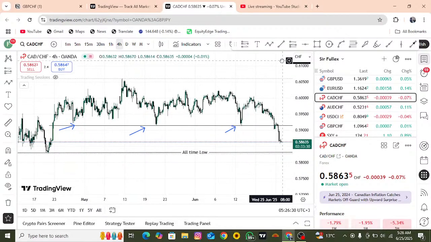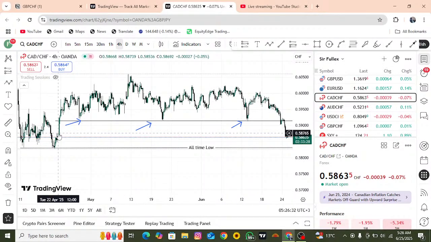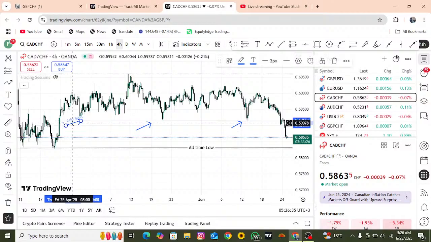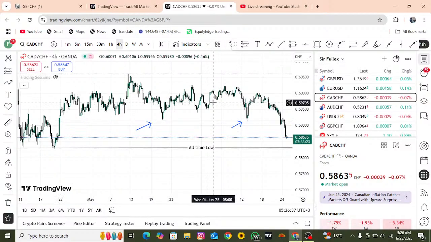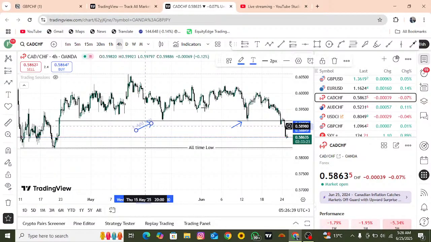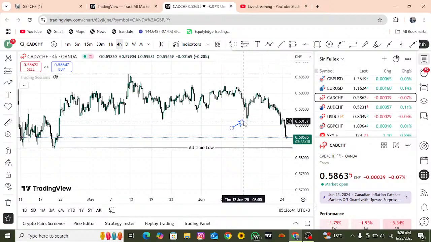I'm gonna remove that. So there's a fair value gap here. Price was reacting from the fair value gap. Let me also remove these guys. They didn't support my theory. They didn't support me, but fine.